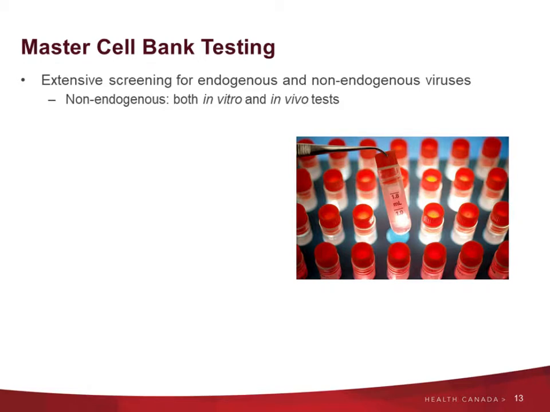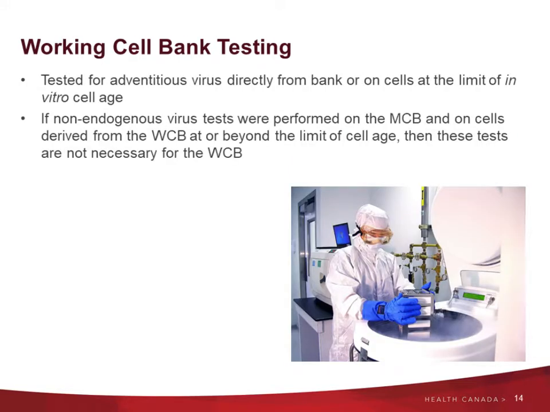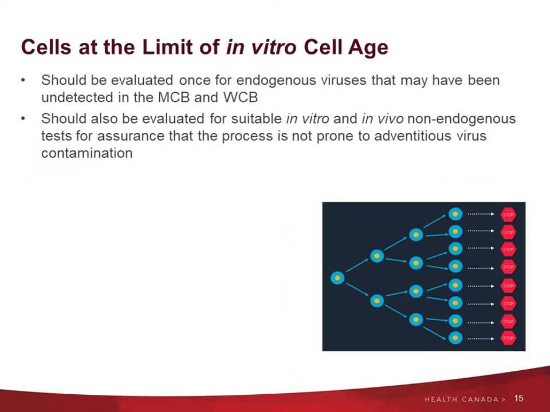So as I mentioned, the master cell bank undergoes the most extensive screening for endogenous and non-endogenous viruses. The working cell bank is tested for adventitious virus directly from the bank or on cells at the limit of in vitro cell age. So if the non-endogenous virus tests were performed on the master cell bank and on cells derived from the working cell bank at or beyond the limit of cell age, then these tests are not necessary for the working cell bank. The cells at the limit of in vitro cell age should be evaluated once for endogenous viruses that may have been undetected in the master cell bank and the working cell bank. And they should also be evaluated for suitable in vitro and in vivo non-endogenous tests for assurance that the process is not prone to adventitious virus contamination.